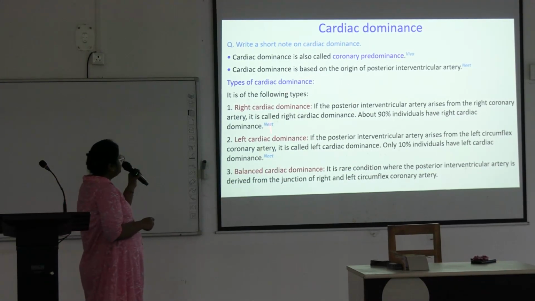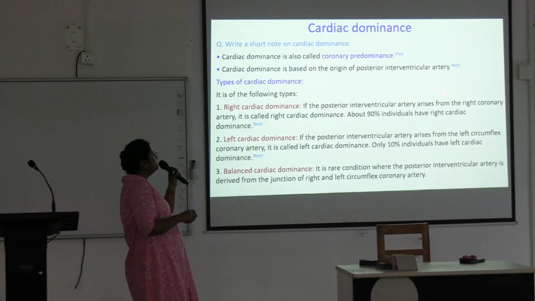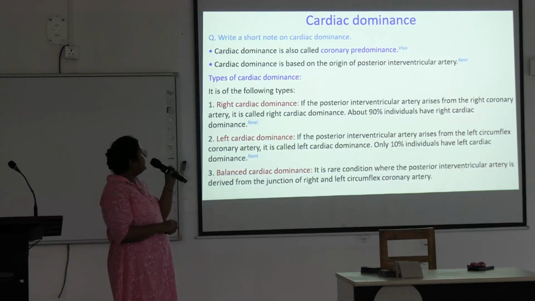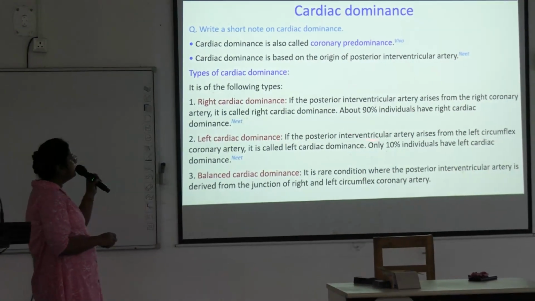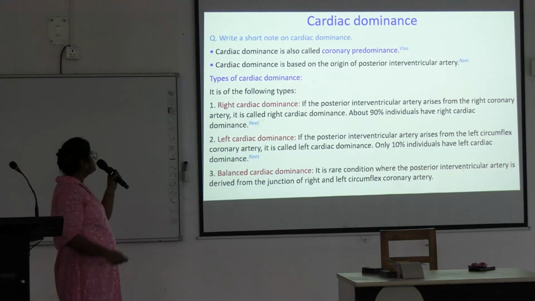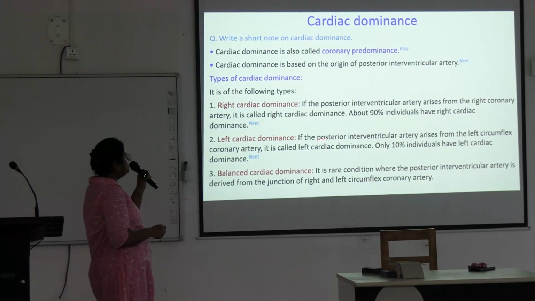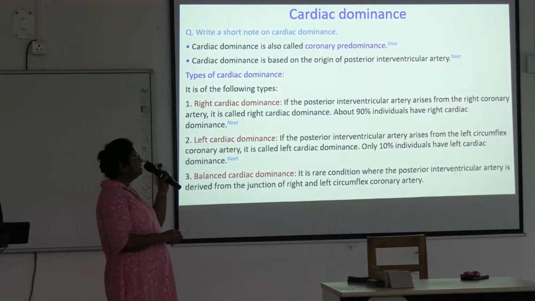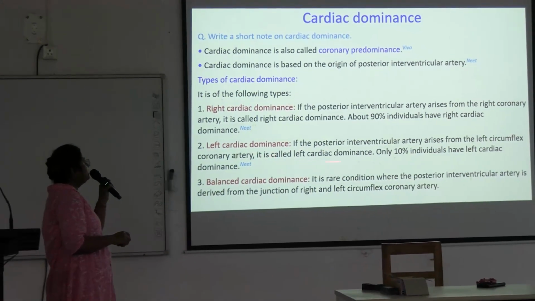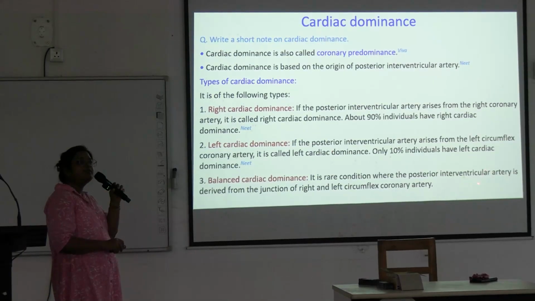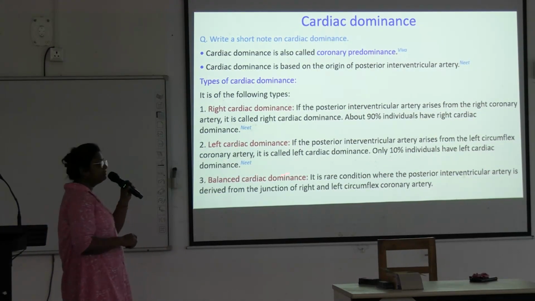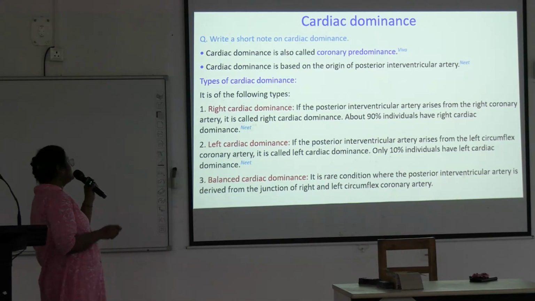Right cardiac dominance: if the posterior interventricular artery arises from the right coronary artery, it is called right cardiac dominance. 95% of individuals have right cardiac dominance. Left cardiac dominance: if the posterior interventricular artery arises from the left circumflex coronary artery, it is called left cardiac dominance. Only 10% of individuals have left cardiac dominance. Next is balanced cardiac dominance.